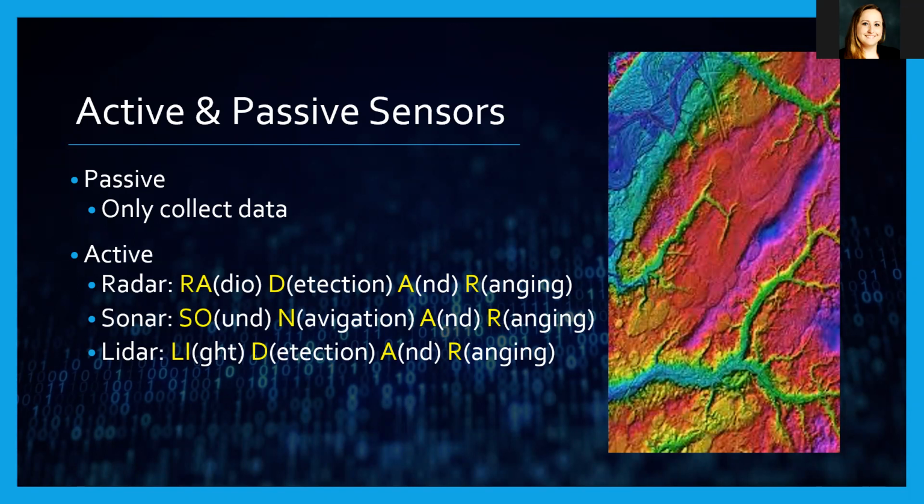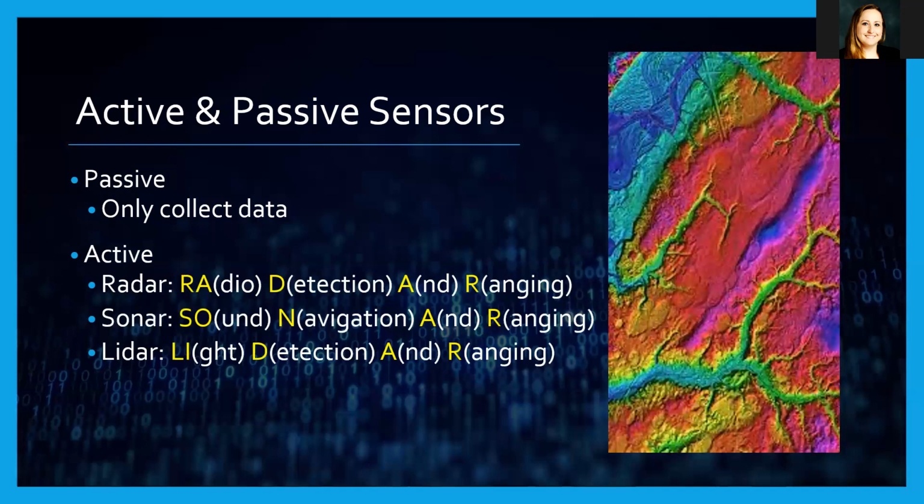In remote sensing, this is usually in the form of light, radio waves, or sound waves. Light waves are emitted from LiDAR systems, radio waves are emitted from radar systems, and sound waves are emitted from sonar systems. As you can see on the slide, they all end with "and ranging." After the active sensor emits the light, sound, or radio wave, it waits for the wave to return and then calculates the distance between the ground location and the sensor for each pixel. This helps to create 3D images and modeling.